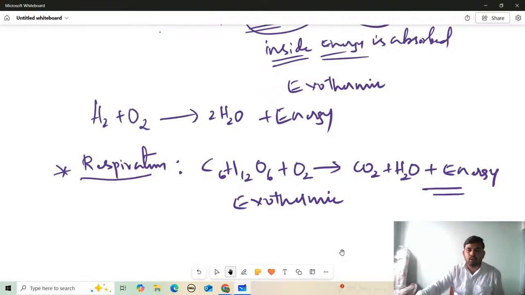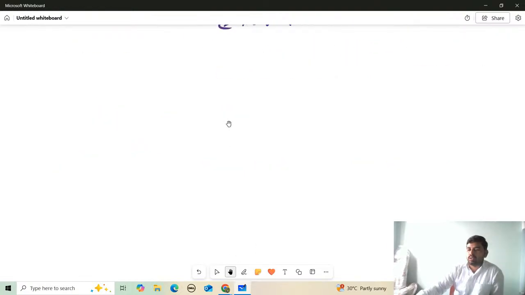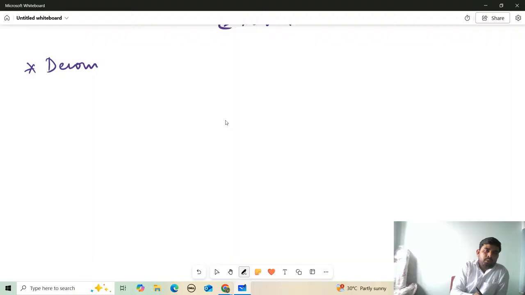This is about combination, and combination reactions are generally exothermic in nature. Just remember. Now let's come to the second type of reactions. The second type of reaction is decomposition.